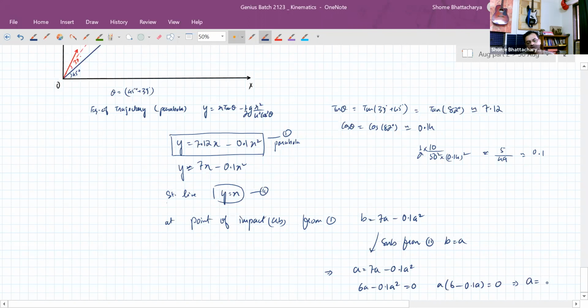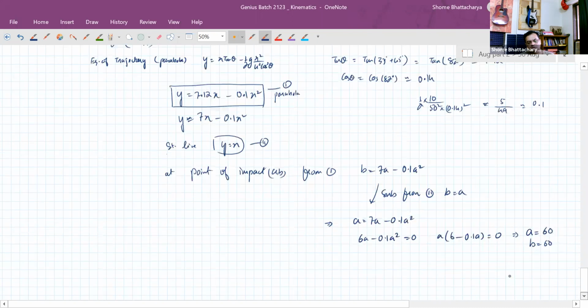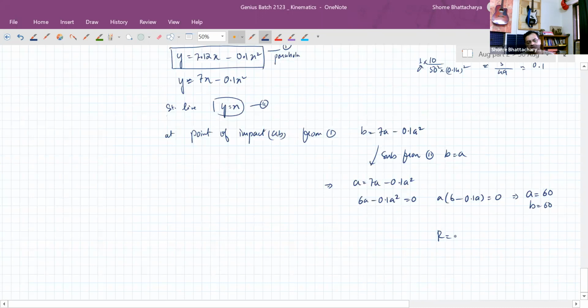So a is coming out to be 60. So b is also 60. So the range is about 84.6.